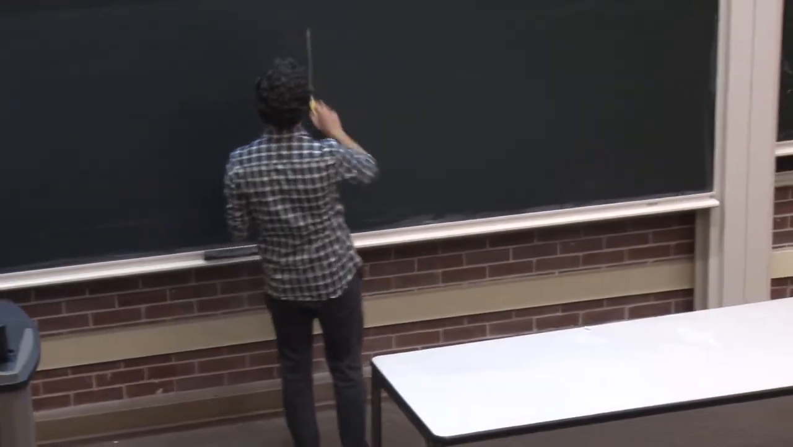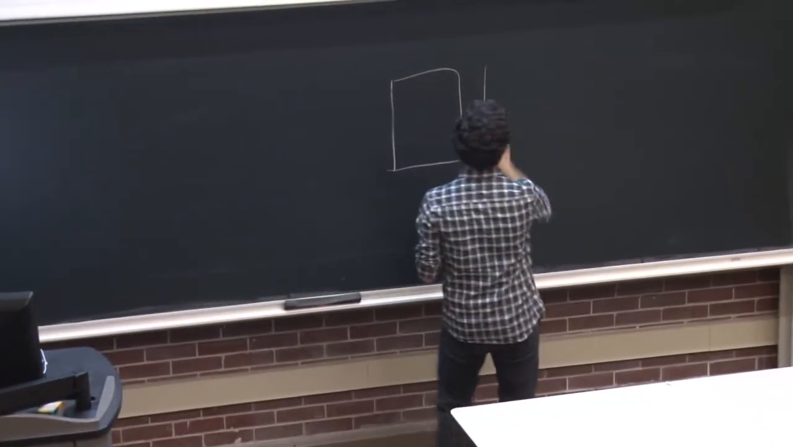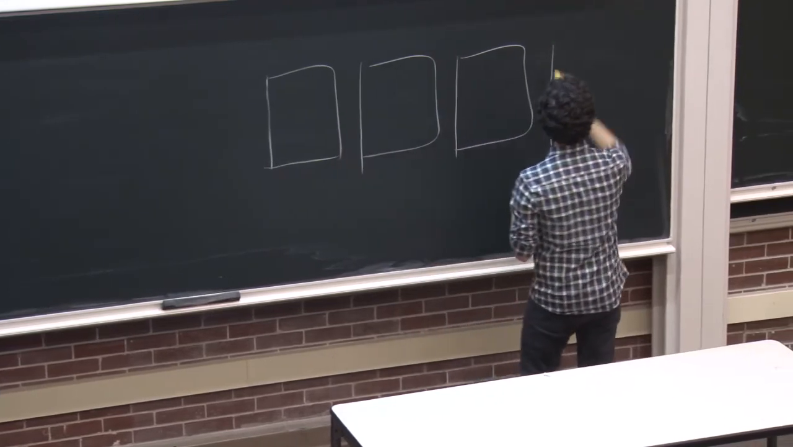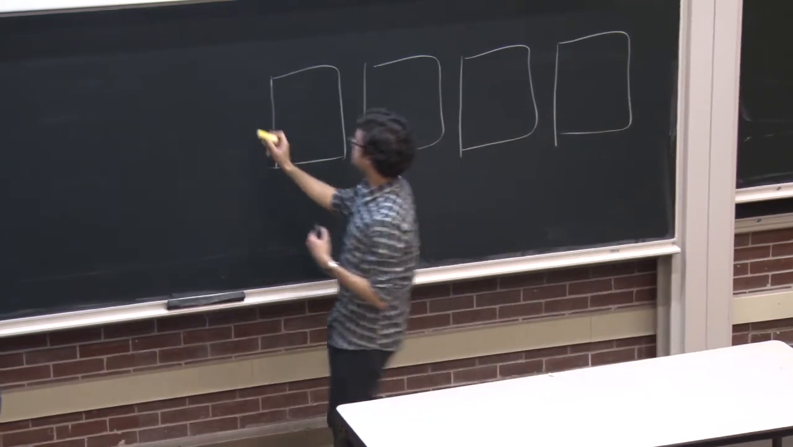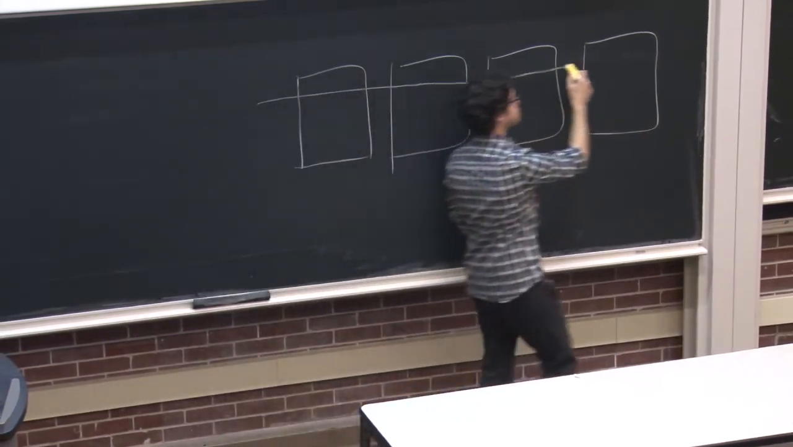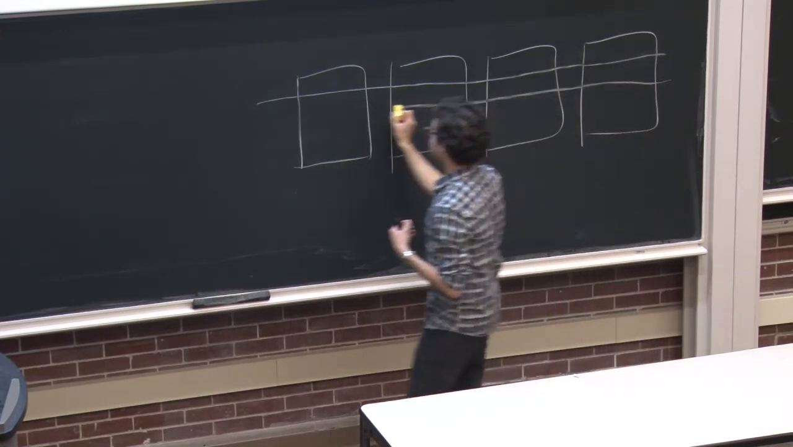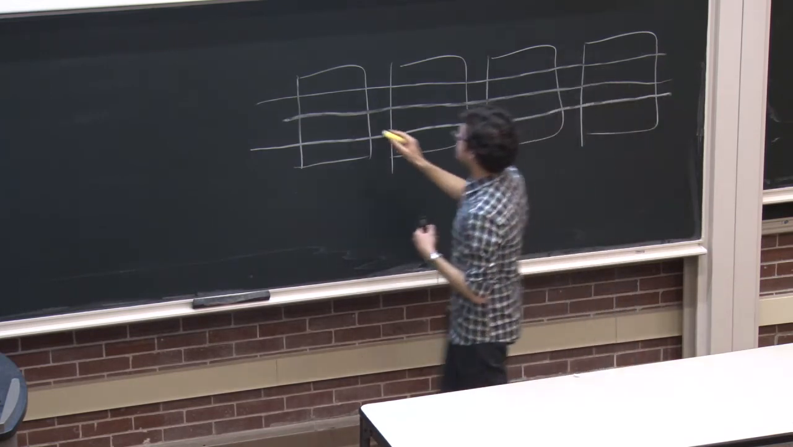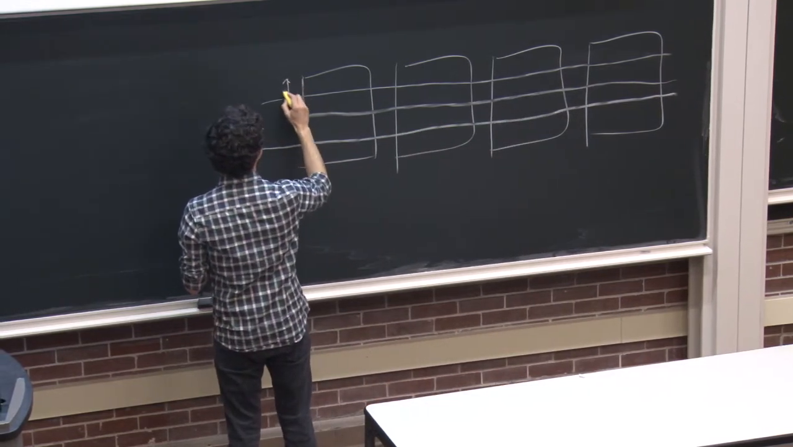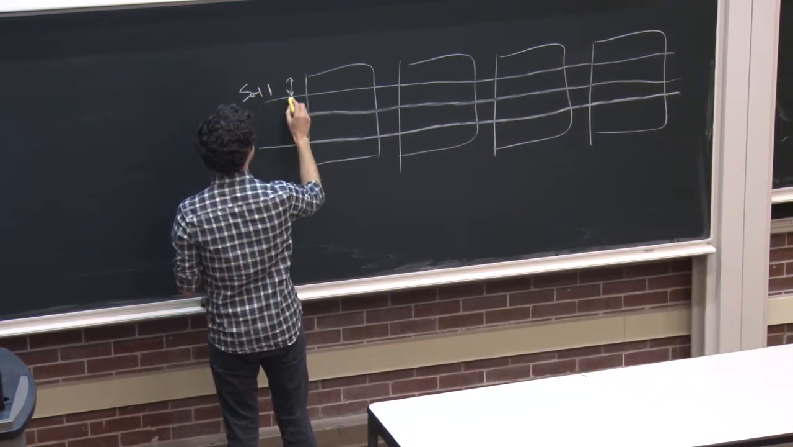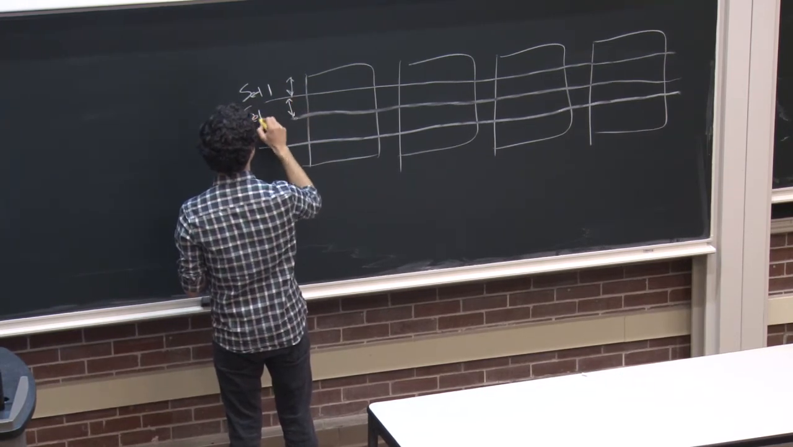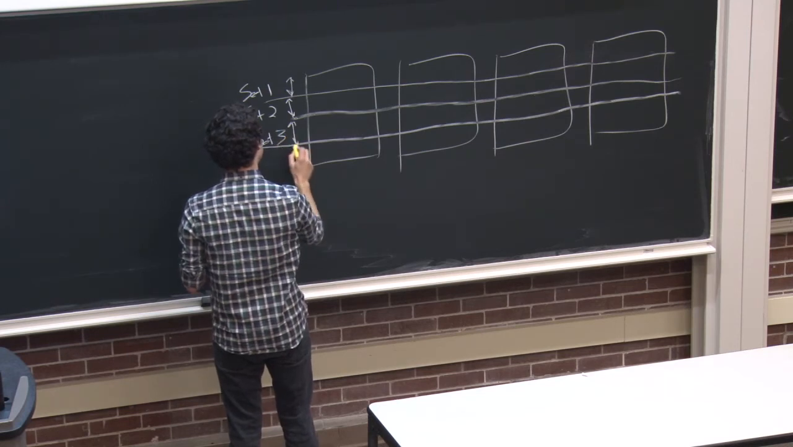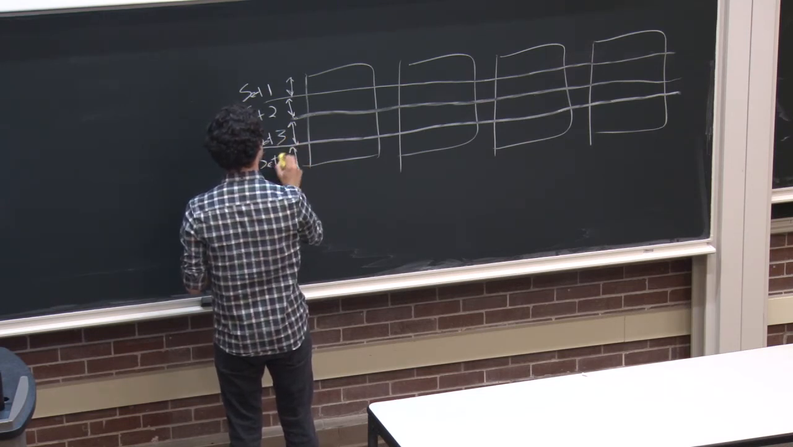which I'll draw here as a bunch of different, maybe we have a few banks in our system. And if I were to just divide this main memory into a couple of different sets, let's say that all of the rows here are set 1, all of the rows here are set 2, all of the rows here are set 3, and all of the rows here are set 4.